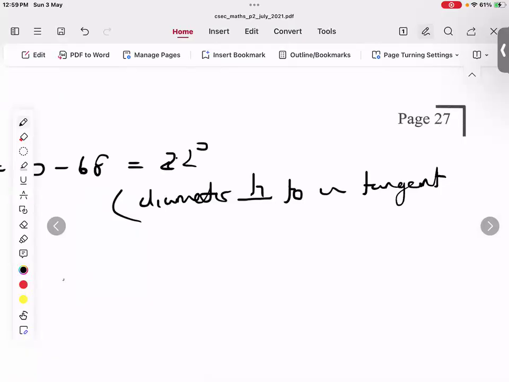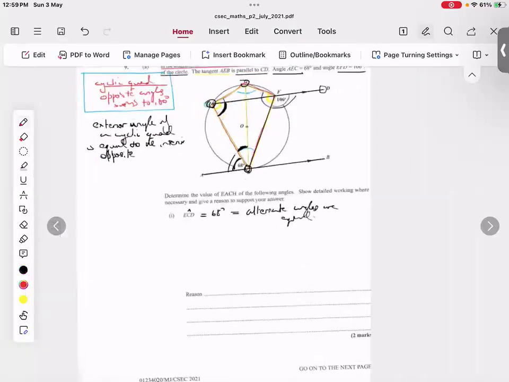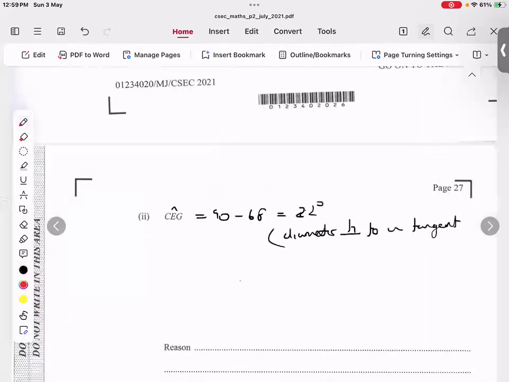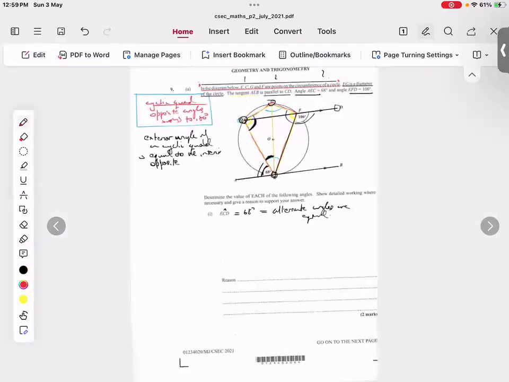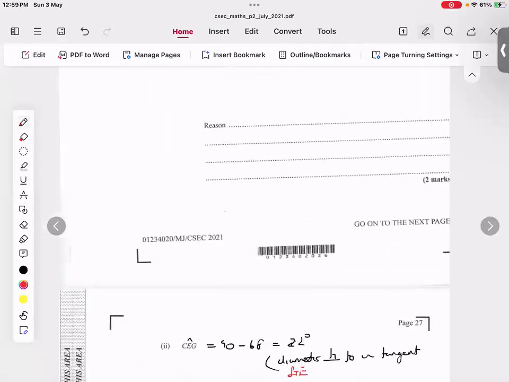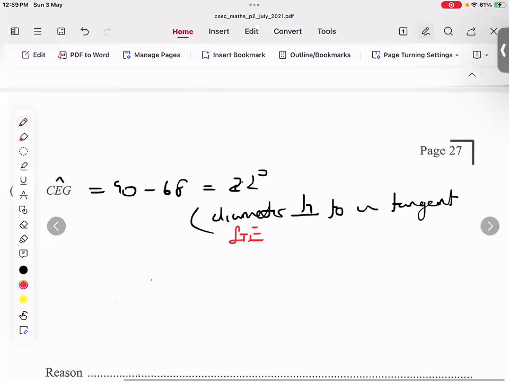And if you want to be very specific, you can just say diameter. What's the diameter? The diameter GE is perpendicular to the tangent AEB. And that's the reason. So the diameter GE is perpendicular to the tangent.